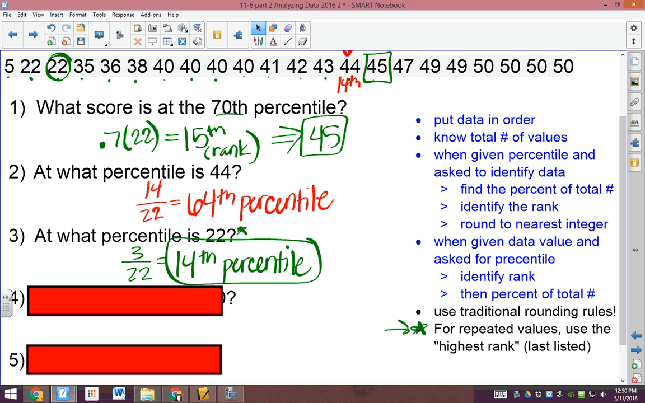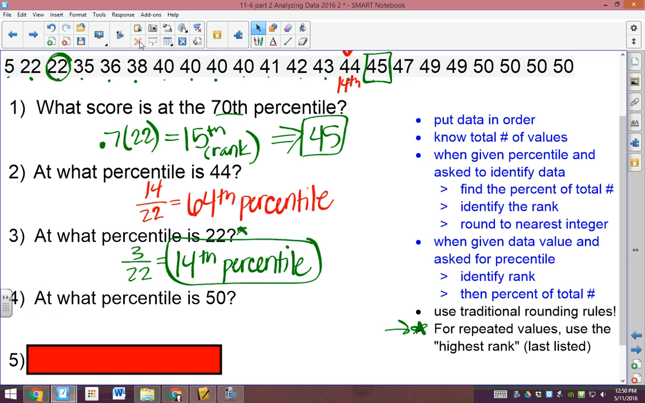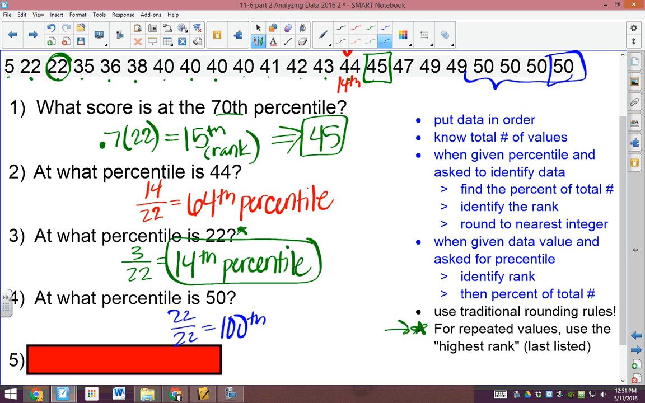Okay, I think we have one more percentile to do. At what percentile is 50? Oh boy. There's a whole bunch of people that, we'll assume that this quiz was out of 50, got 100%. So which one are we going to look at? The last one, and that is the 22nd out of 22. Therefore, the last one's always going to be 100. Yeah, the 100th percentile.